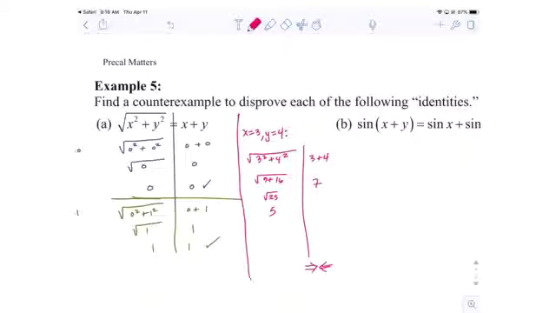Therefore, we can't call it an identity, because there might just be that one needle in a haystack that, if you find it, this proves it. That's called a counterexample, right?